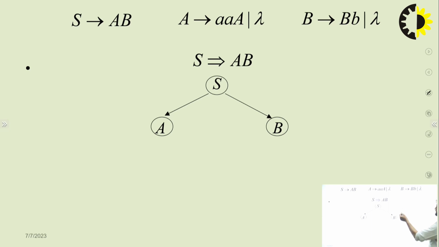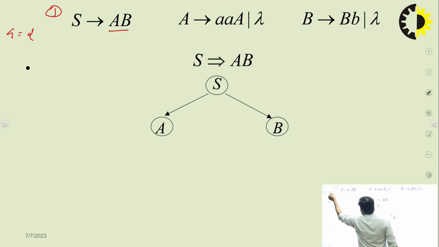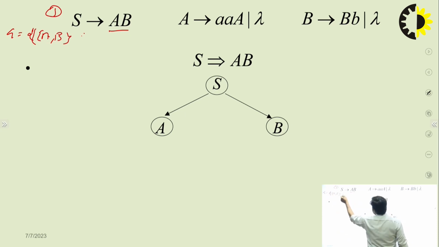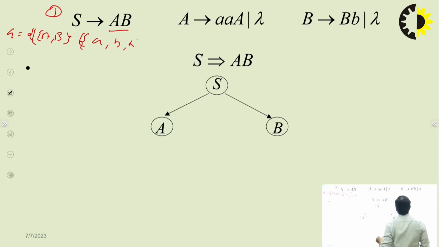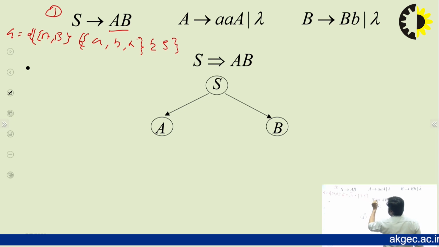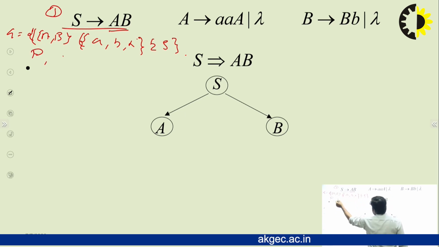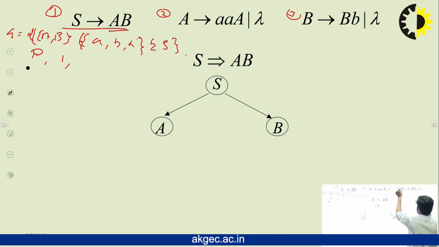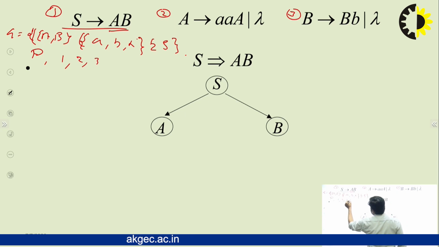Now let's check an example. The first grammar is given as S generates a A B, with two variables. The grammar is defined with variables A, B. Terminals are given as a, b, and lambda. Next, the start symbol is S. Then the productions are given here: production 1, 2 and 3.